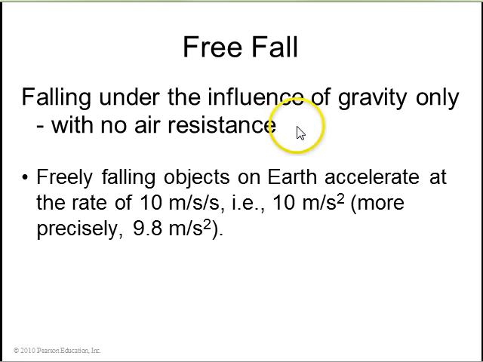So objects falling only under the influence of gravity with no air resistance accelerate at the rate of 10 meters per second per second, i.e. that's the same as writing 10 meters per second squared. Or more precisely, you can call this 9.8 meters per second squared if you measure it here on Earth.